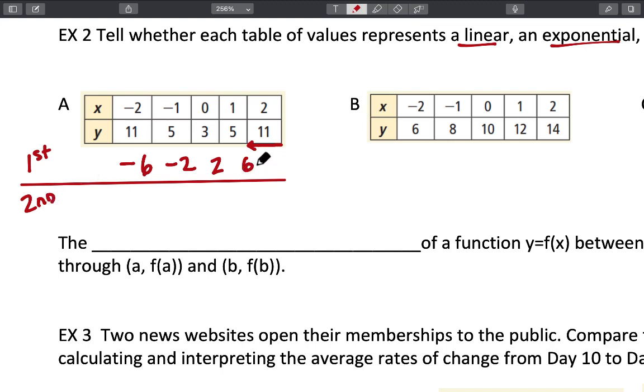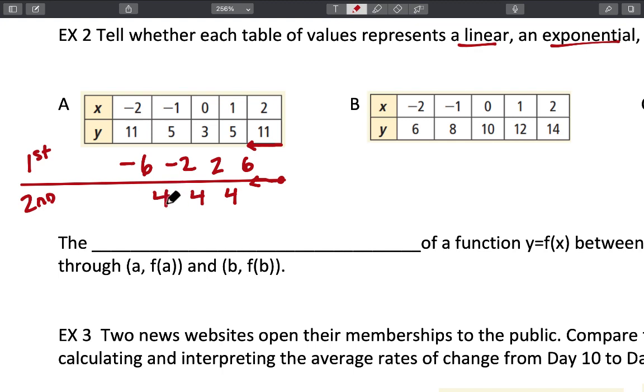Let's try taking our second difference. All right, so for our second difference, we're once again going to start out here to the right and move to the left. We'll say 6 minus 2. What is 6 minus 2? That's 4. What is 2 minus -2? That's also 4. And finally, what is -2 minus -6?